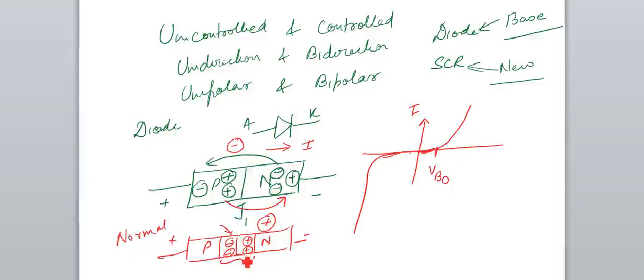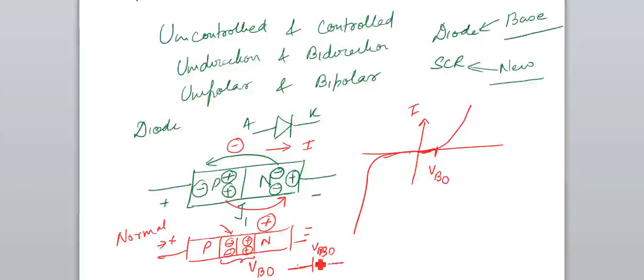When you give the positive and negative potential, it breaks this layer, and that is called the breakdown layer. To break down that layer you need to have this potential, VBO, which is opposite to the polarity. That's why we say this is the diode breakdown level, and that is VBO.